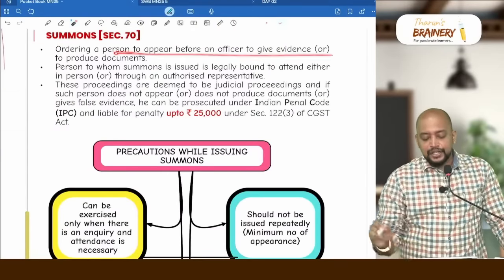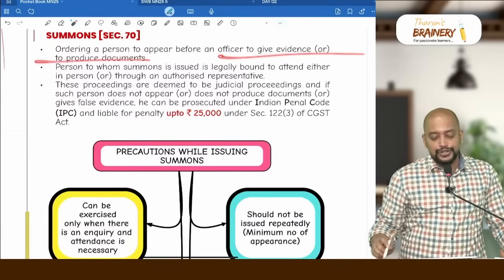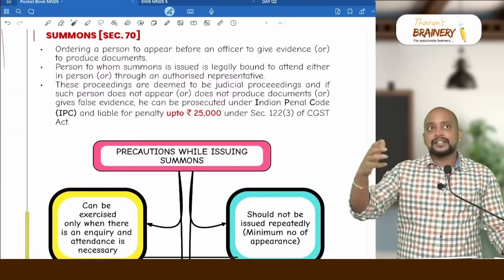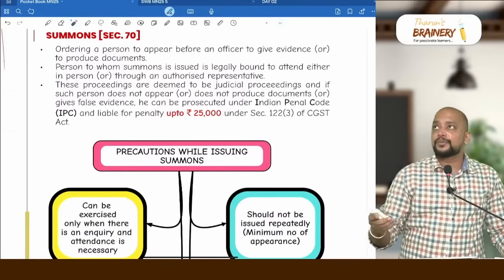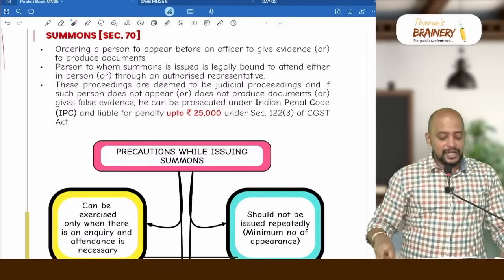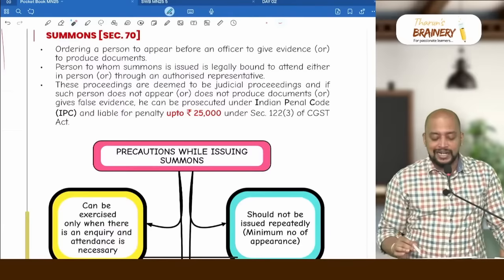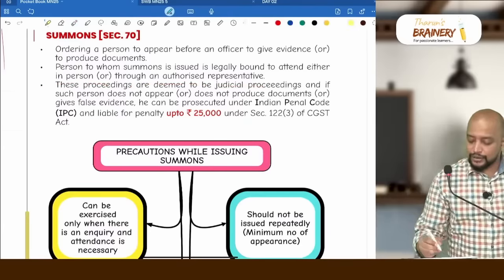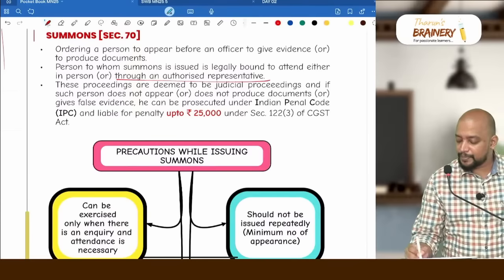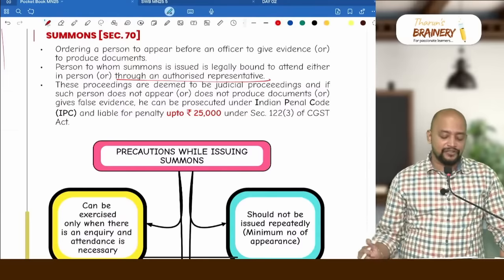Ordering a person to appear before an officer to give evidence or to produce documents is known as summons. So asking a person to appear before the officer and either to give the documents or to give the evidence is known as summons. The person to whom summons is issued is legally bound to attend either in person or through an authorized representative. Underline: through authorized representative. It is not necessary that the person should go himself.